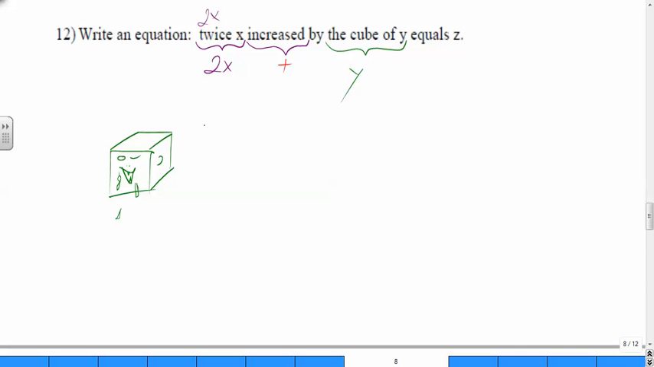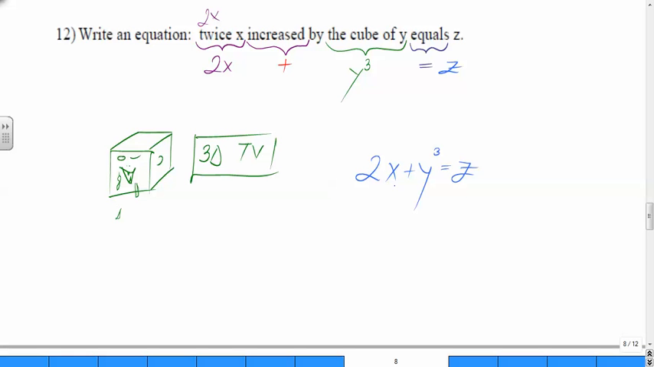But anyway, cube, how many sides do you have? What are the dimensions of a cube, right? Think about 3D TV. Cube, you got 3 dimensions: width, length, and height, right? So that's why when you say the cube of y, you will say y to the 3rd power. Equals, well, that's an easy one, because for equals I have the equal sign. Equals what? Z. And this way you have it: 2x plus y cubed equals z.